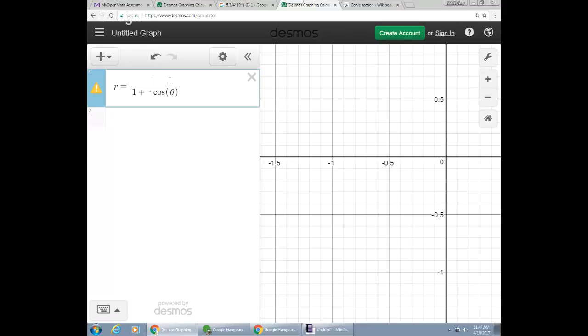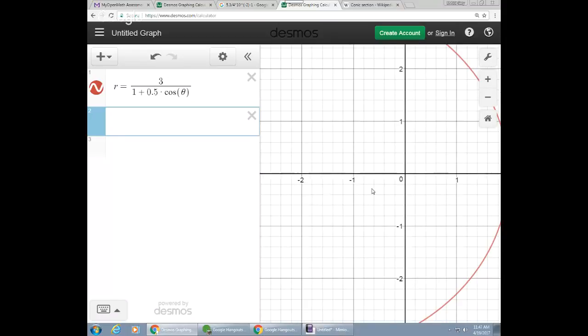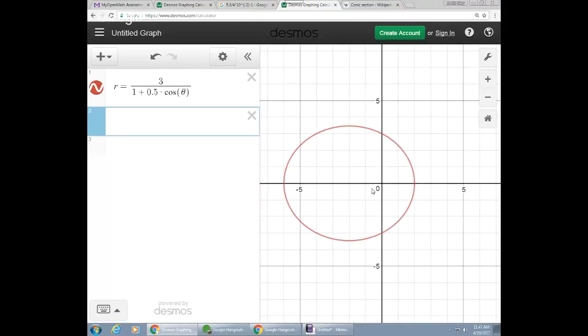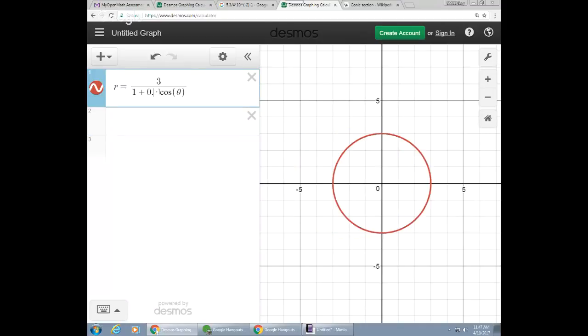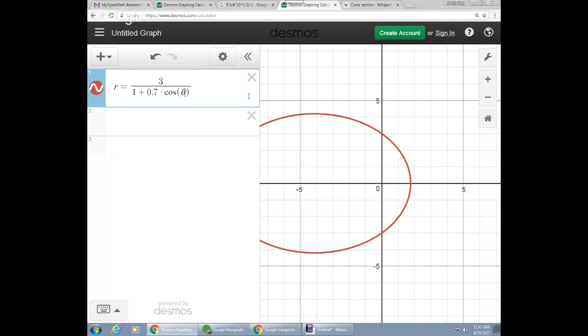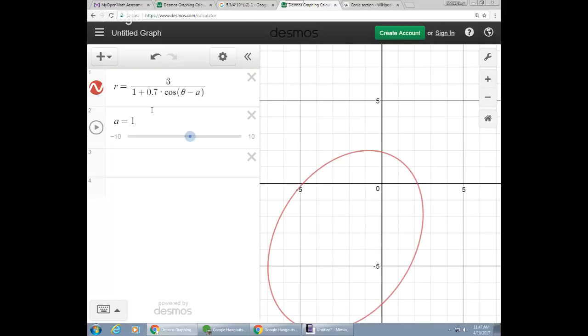Let's put a 3 in the top and a 0.5 in the bottom. Oops, 5. Where are you? Oh, I zoomed in too far probably. There we go. Okay, so there's an ellipse. Let's make it more eccentric. Let's make that a 0.7. There we go. And then I'm going to make a slider.